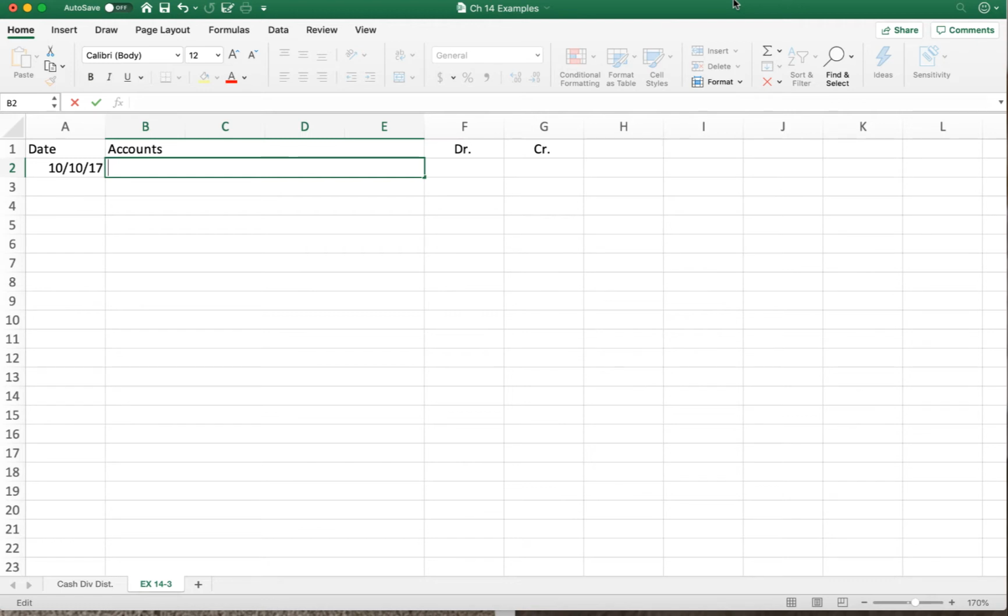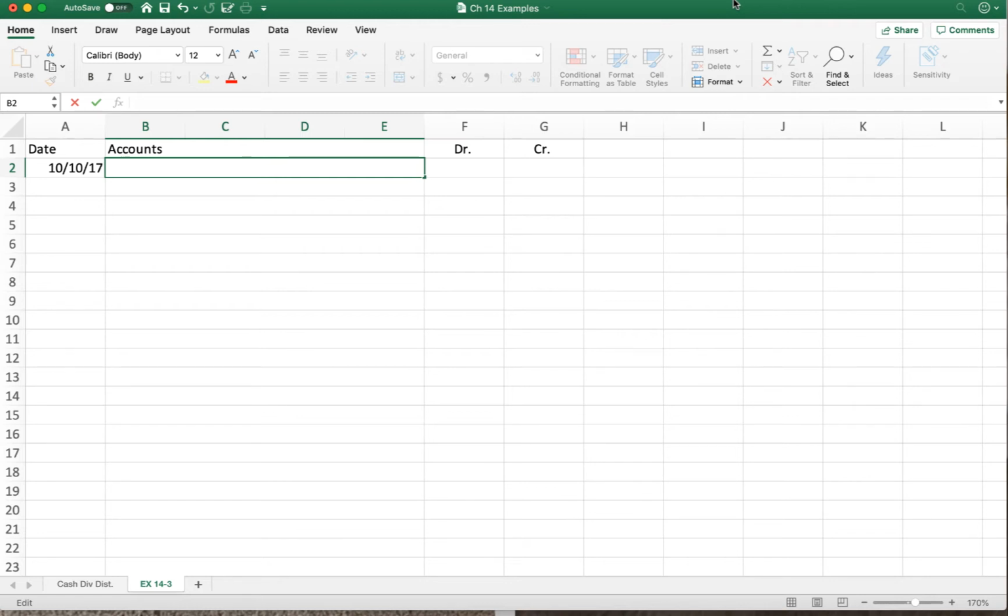Okay, so hopefully you grabbed your book. Exercise 14-3 says that on January 1st, 2017, Frontier Corporation had $1 million of common stock outstanding that was issued at par. It also had retained earnings of $750,000. The company issued 40,000 shares of common stock at par value on July 1st, and they earned net income of $400,000 for the year.